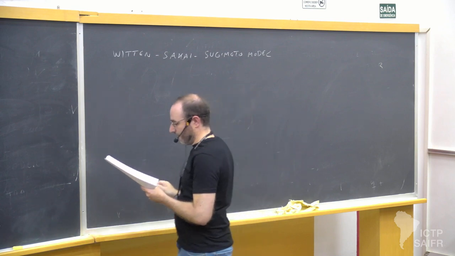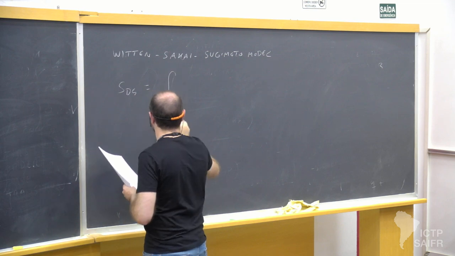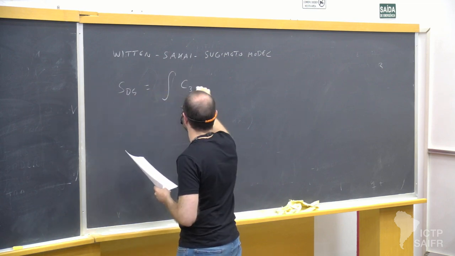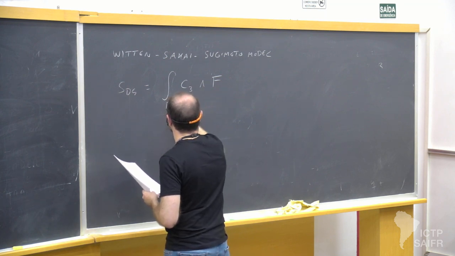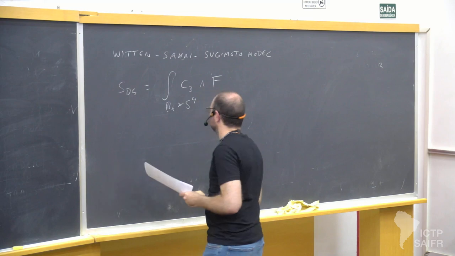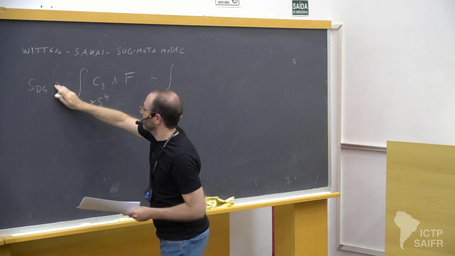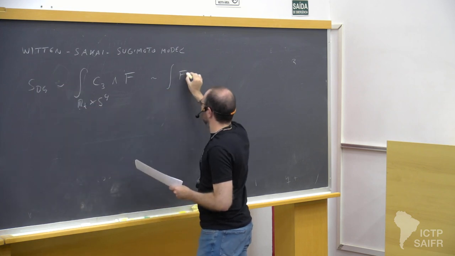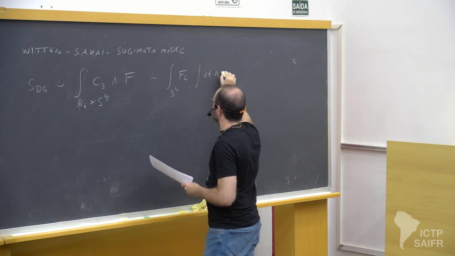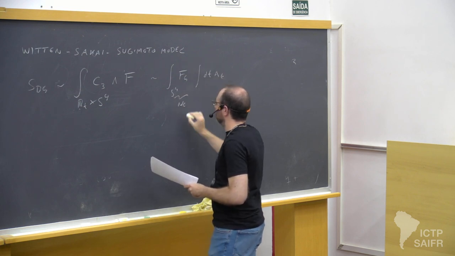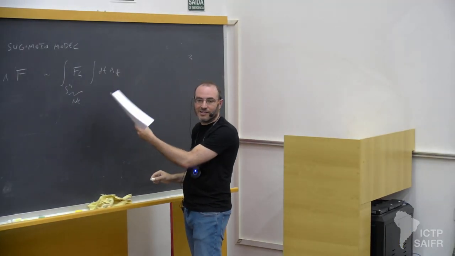Then we have that the action of the D4 has a contribution which is like C3 wedge F on the time direction times S4. And this again gives something like the integral, well, I'm not putting factors here, the integral of the four-form flux on the S4 times the integral of dt A0. OK, so you see that the D4 brane is acting as a baryon vertex in this geometry.